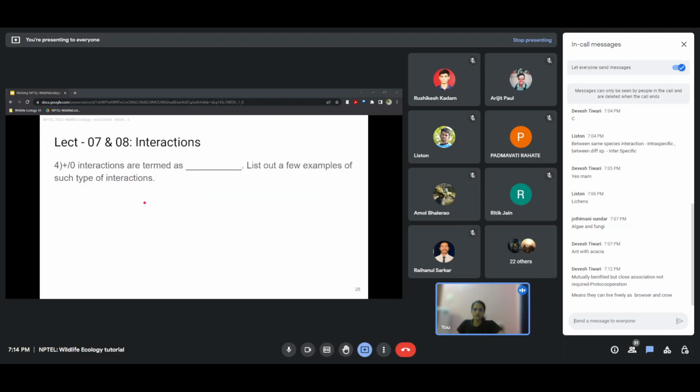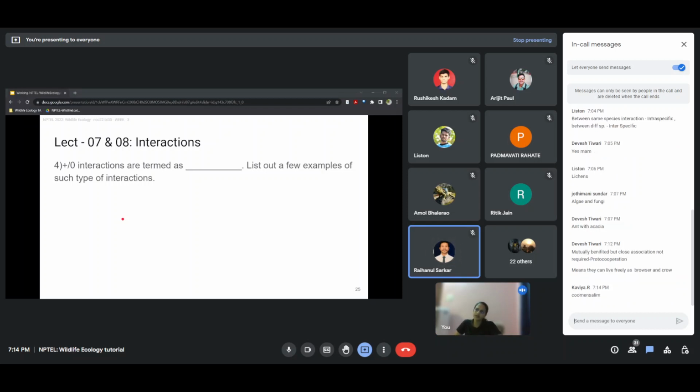Okay, next question. So, plus zero interactions are termed as dash, and also please list out a few such types of interactions. All right, I think Devesh has explained them. Okay, commensalism. Any other associations? Any examples of commensalism? Anything that you have seen around you?